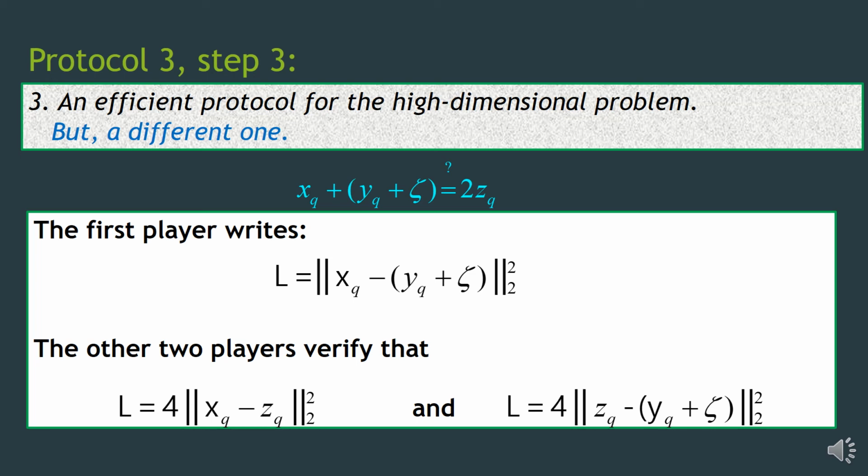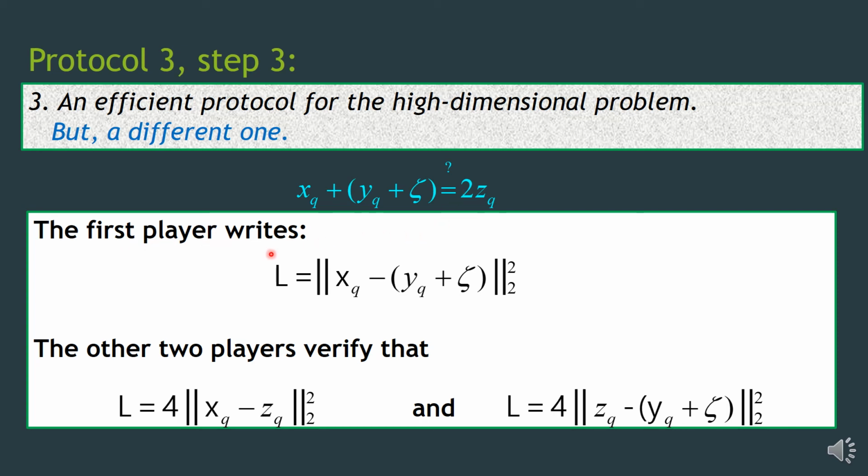And the last step is to solve this problem. You have 3 vectors in the integer grid, and you want to determine whether they form an arithmetic progression, this problem here. And again, there is a really efficient protocol, because this vector equation can be determined solely by the length of the vectors, this Euclidean property, which is nice.